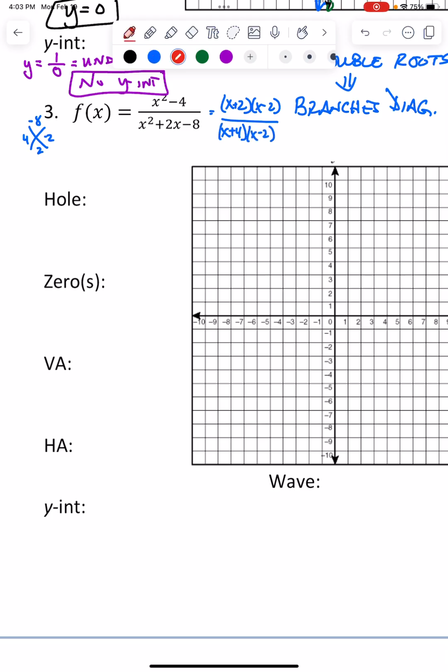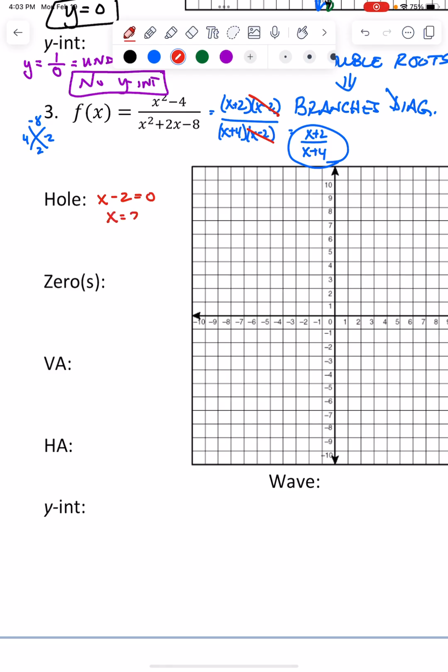Okay? And if we look, we can get rid of those x minus 2's. And what we're left with is x plus 2 over x plus 4. Okay, so we're going to work with that from now on. But since we canceled out x minus 2, that means there's a hole.